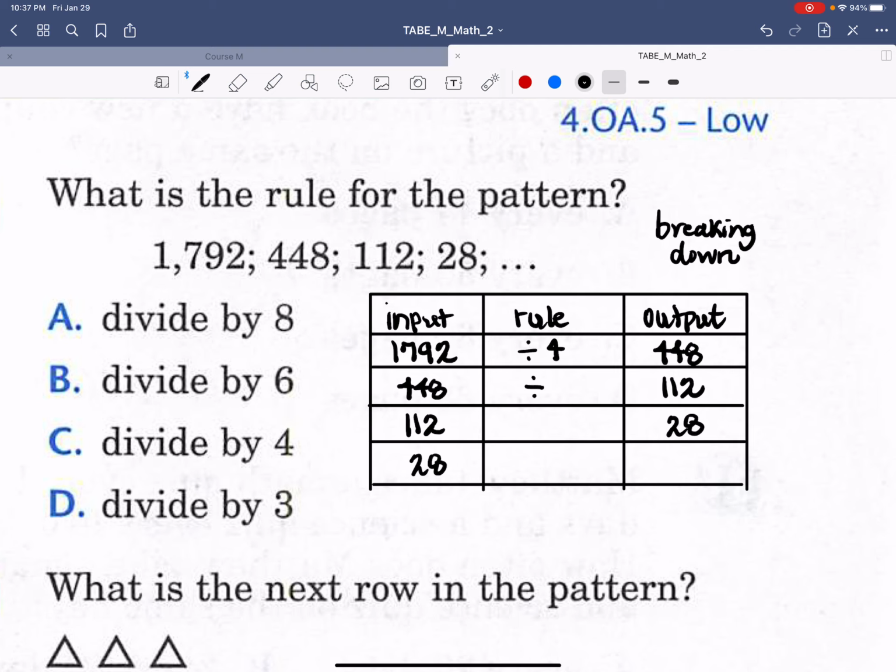So let's see if this pattern holds here. 448 divided by 4 is 112. 112 divided by 4 is 28. And then if you want to finish the row, it would be a 7. If the rule doesn't work all the way down, you can't use it. But this one does. It's dividing by 4 all the way. So that one is C.